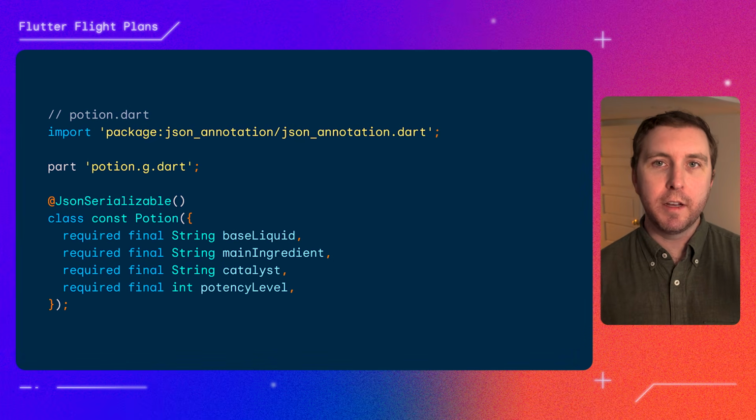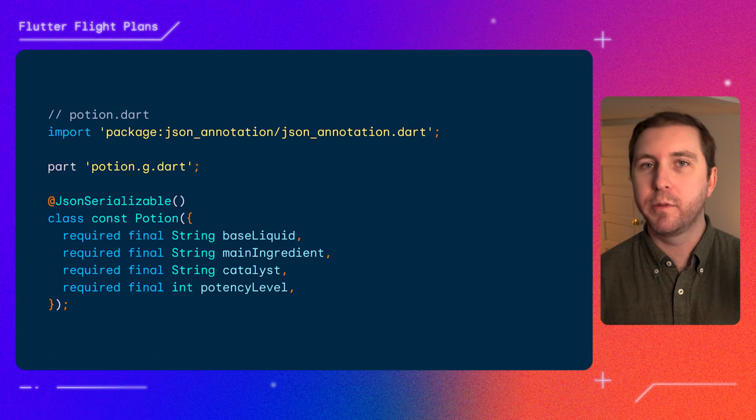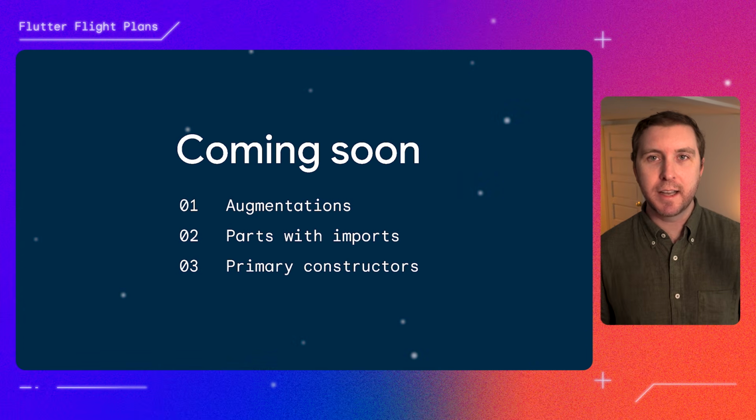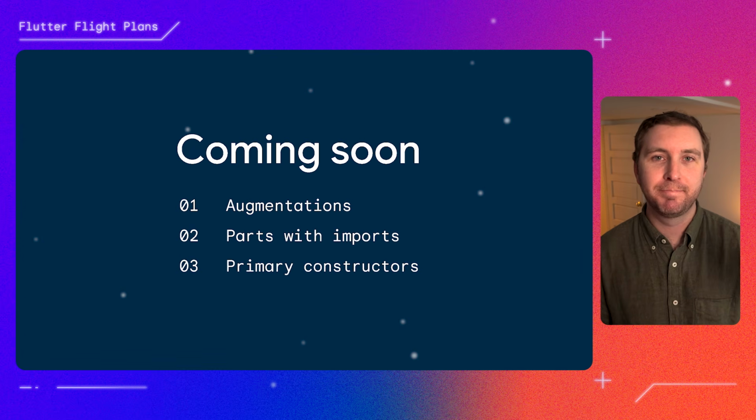And one more exciting feature is called primary constructors, which allow us to place the parameter list for our class immediately after the class name, and Dart will declare the fields on our class for us. I'm really excited for these new language features because they're really going to help with reducing boilerplate and saving me from making mistakes in my code.